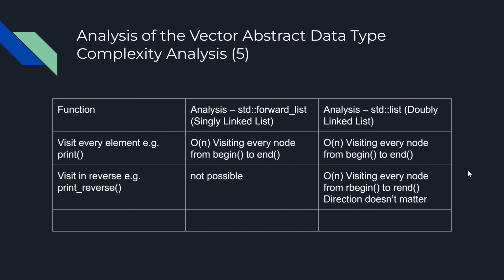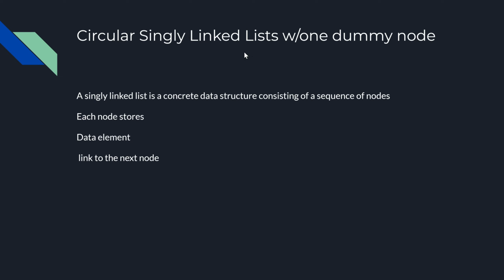Direction does not matter. Circular singly linked list with one dummy node. A singly linked list is a concrete data structure consisting of a sequence of nodes. Each node stores a data element linked to the next node.